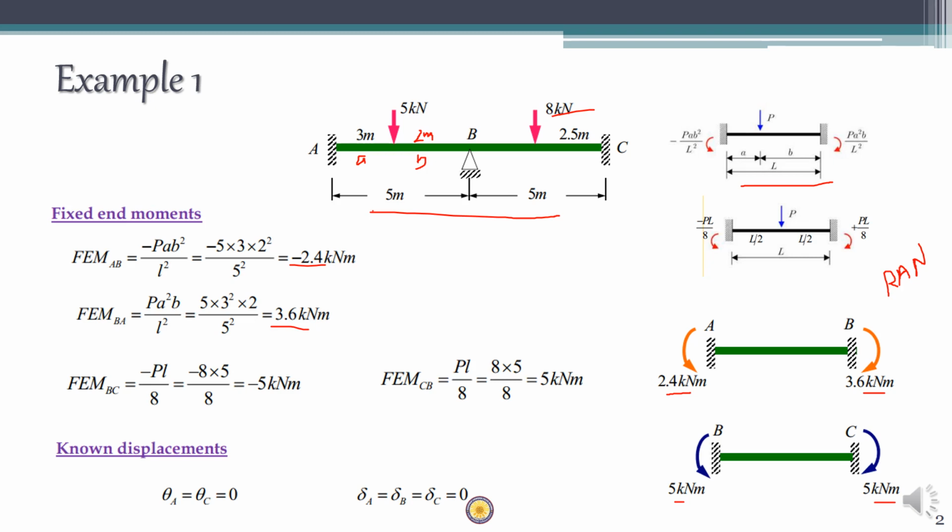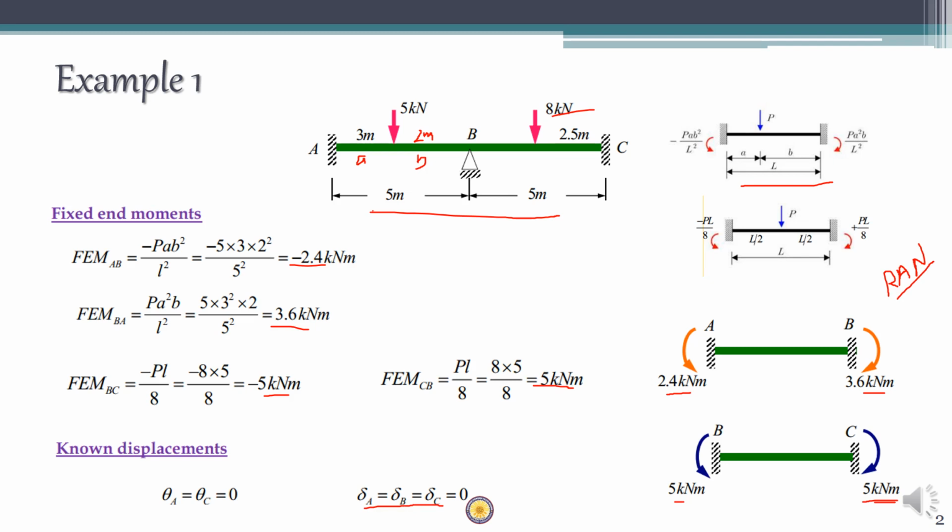However, on the left-hand side, FEM BC is anticlockwise, which means that it is going to be negative as per the sign convention. On the right side, FEM CB is clockwise, which means that this is going to be positive. The next step is to write down all the known displacements. From this you can see that there is no support settlement, which means that delta A, delta B and delta C are 0.